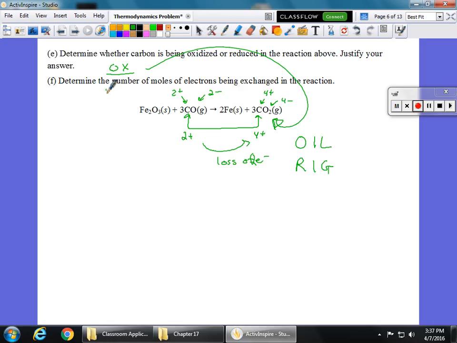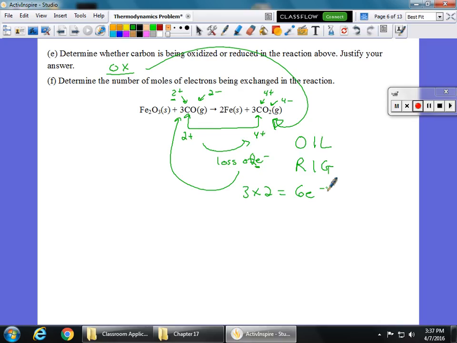F says determine the number of moles of electrons being exchanged in the reaction. Well, we've identified that this is a change of 2. I just said we're going from 2 plus to a 4 plus. Well, that's great. We're losing 2 electrons, but let's come back to the balanced equation. There's 3 COs and 3 CO2s, which means 3 times 2, that's going to be 6 electrons being exchanged from one side to another.